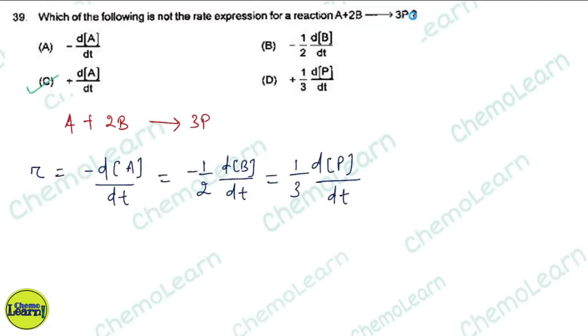So for this reaction A plus 2B giving rise to 3P, the rate of the reaction in terms of A will be minus dA by dt, or in terms of B it will be minus 1 by 2 dB by dt. Why is this 1 by 2 written? Because we have stoichiometric coefficient 2 over here, so minus 1 by 2 dB by dt, and here the coefficient is 3, that is why 1 by 3 dP by dt. If you see the options, in option C, plus dA by dt is not the rate expression.